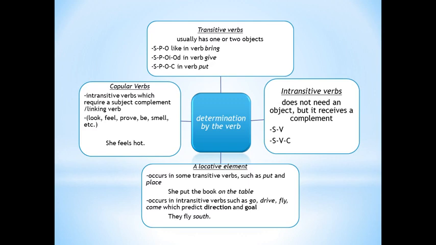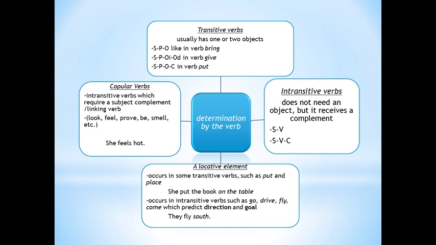Kemudian intransitive verb. Intransitive verb tidak membutuhkan sebuah objek, tapi intransitive bisa menerima complement. Polanya subject verb dan subject verb complement. Tapi perlu diingat ada beberapa kata kerja yang mereka adalah transitive verb dan juga intransitive verb. Dan locative element. Locative elements terjadi dalam beberapa kata kerja transitif seperti put and place.